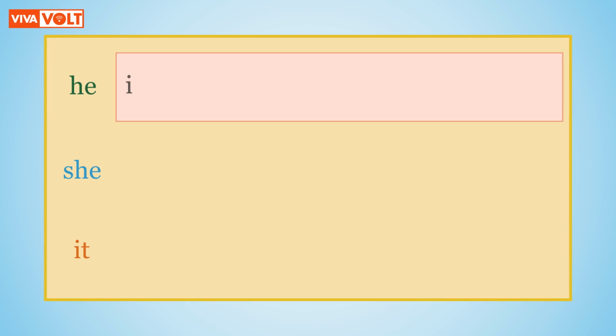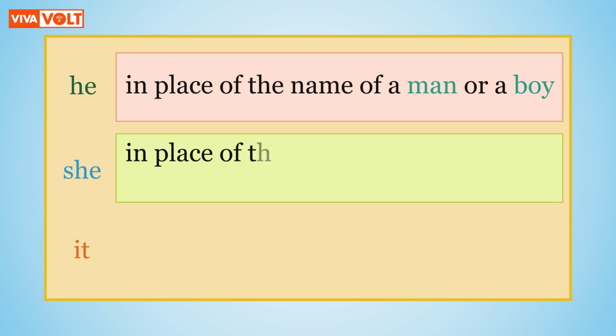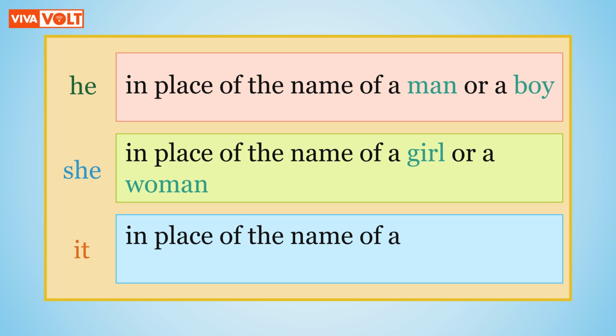Let us do a quick recap of he, she, and it. We use he in place of the name of a man or a boy. We use she in place of the name of a girl or woman. We use it in the place of the name of a thing, a bird, or an animal.